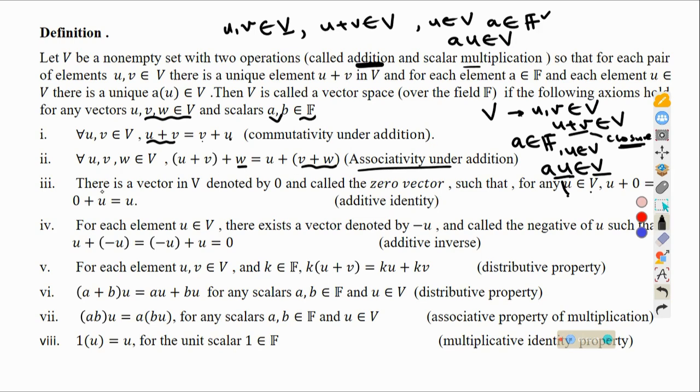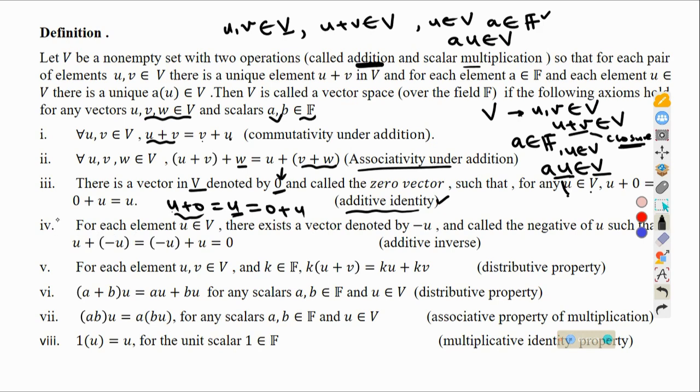You should as well show that there is a vector in V which we denote by 0, such that when you get u plus that 0 vector, you get u. In other words, you should be able to show the presence of an additive identity: there exists a zero vector such that u plus 0 gives u, which should be the same as 0 plus u giving u. So you should be able to show the presence of an additive identity.